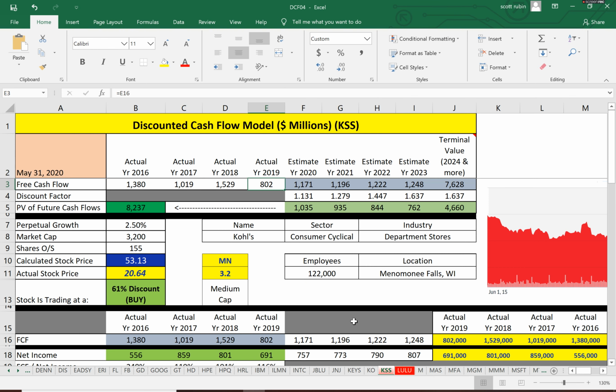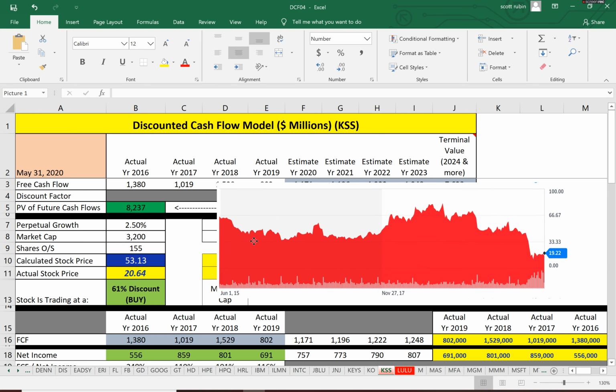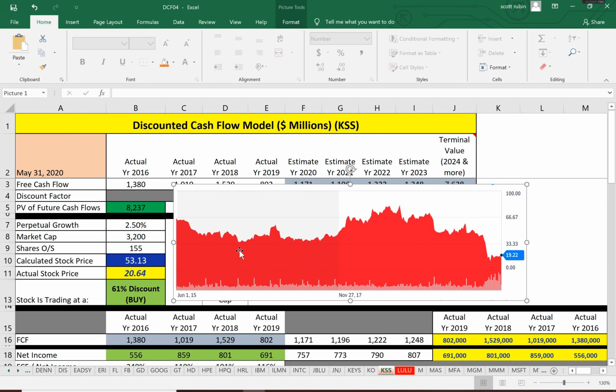So we calculated future free cash flows in 4 years, and then we did a terminal value, which is all the years past year 4. Then we discounted those numbers back to today, and we get a value of the company of $8 billion. And when we divide that by 155 million shares, we get a stock price of $53. So as you can see, Kohl's is trading at a discount. It's trading at a 61% discount, so we consider this a buy.